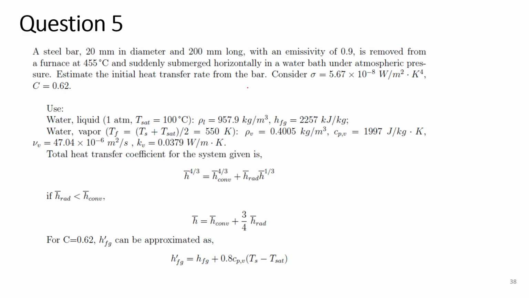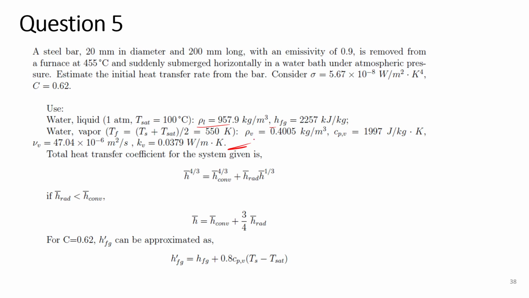Consider sigma, that is the Stefan Boltzmann constant, we have been given, then C as 0.62, and the water temperature we have been given as the saturation temperature of 100 degrees Celsius, and we have been given the density of water as well as this HFG. Similarly, for vapor, we have been given the properties at the mean temperature of 100 and 455 degrees Celsius, that is 550 Kelvin. All these properties are given.